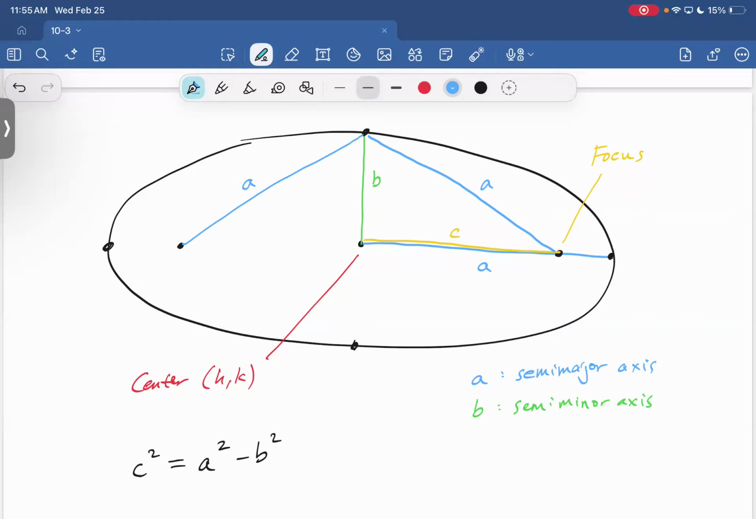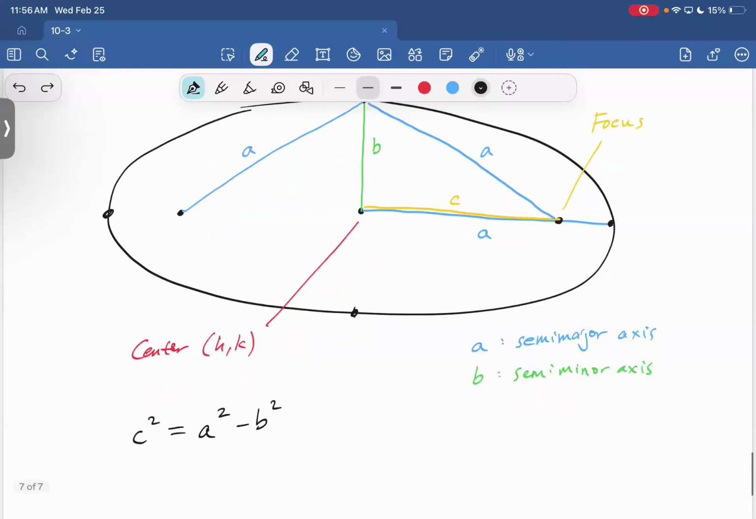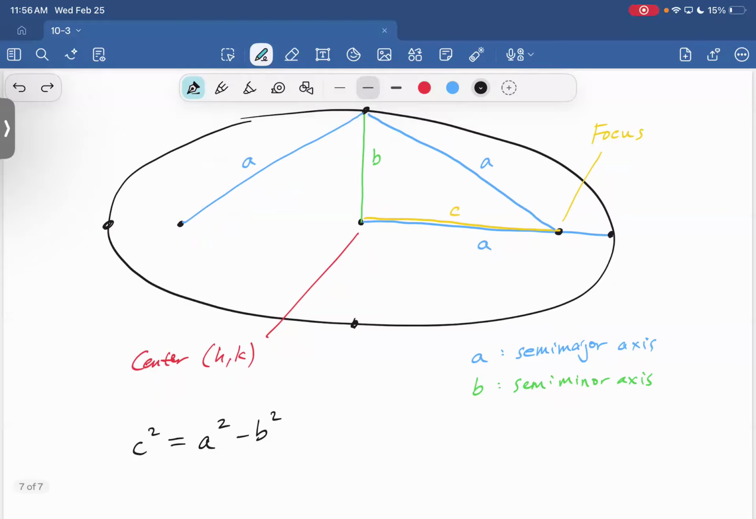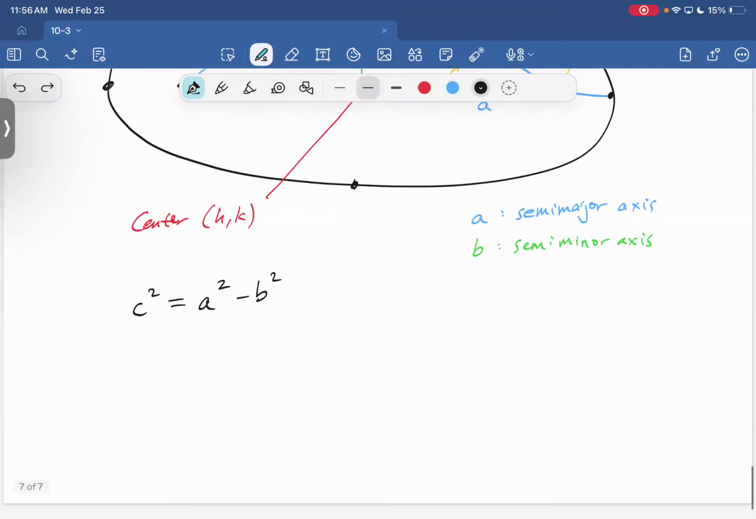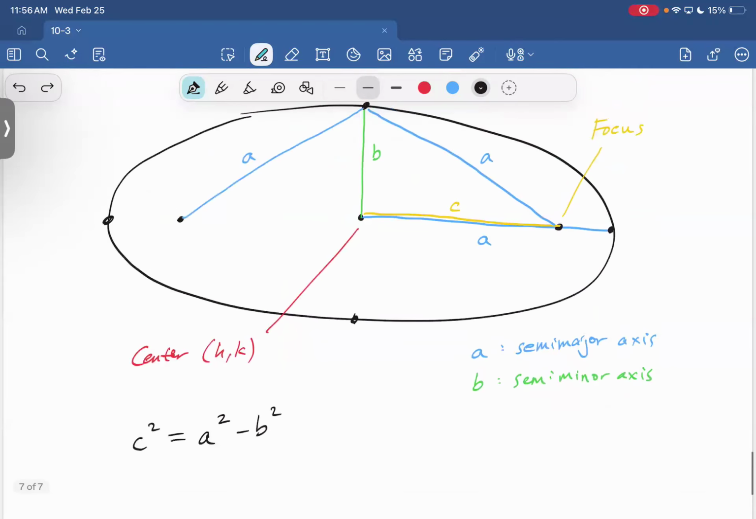No, A is this entire length, right? C is this length. Anyways, go home and think about it. Use your brains. It's not that hard. But any questions about this? A, B, and C are the most important numbers for an ellipse.